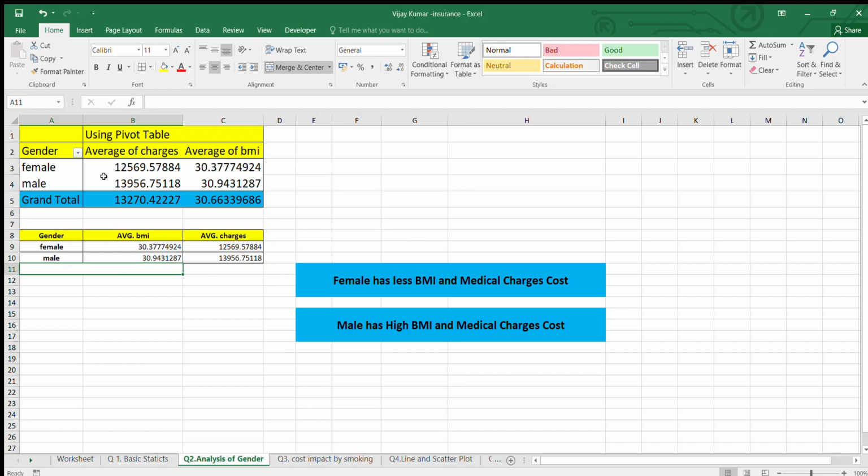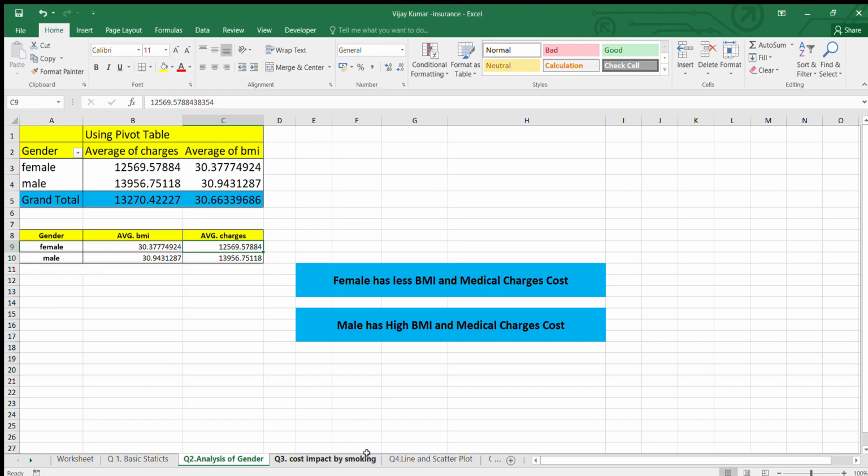Male has the highest average of charges and the average of BMI. This is using the pivot table, and this one is the average. Female has the lower BMI and medical charges, male has the higher BMI and medical charges. So this is everything I have calculated, along with the gender analysis.